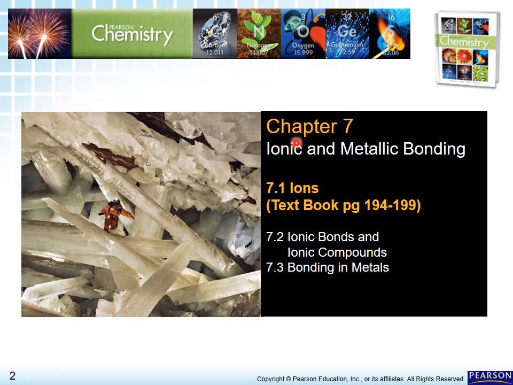Today we will discuss chapter number 7, which is a new chapter, Ionic and Metallic Bonding. In this chapter, lesson number 1 is ions. For this you need to open your textbook page number 194 to 199.